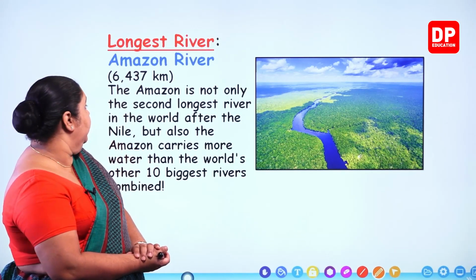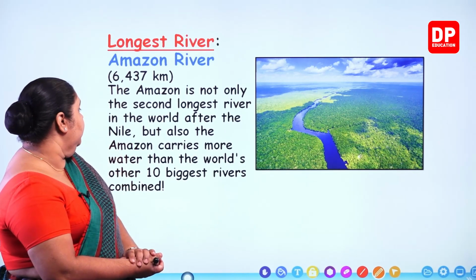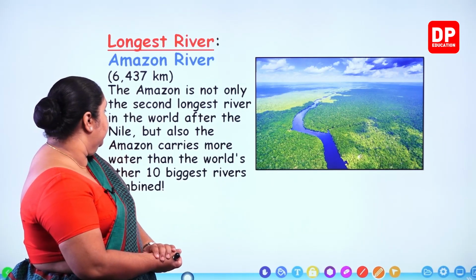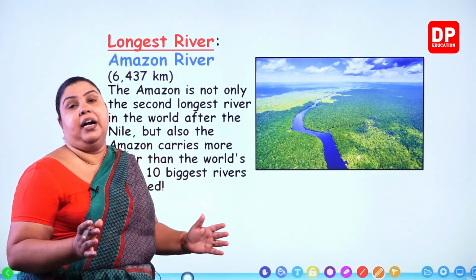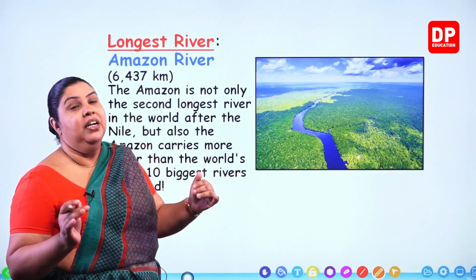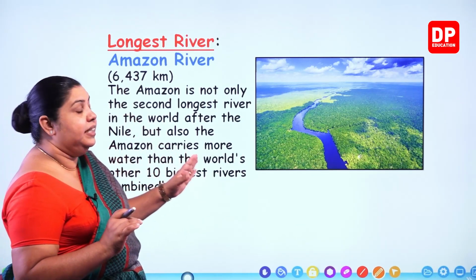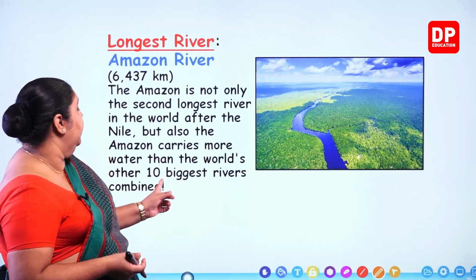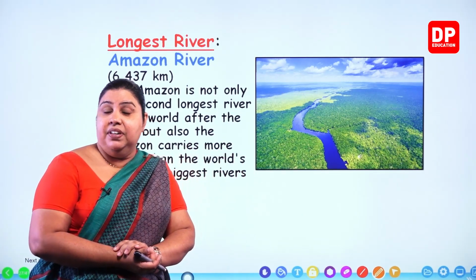The Amazon is not only the second longest river in the world after the Nile, but also the Amazon carries more water than the world's other 10 biggest rivers combined. මොකද්ද පුතේ කියන්නේ? Amazon ගඟ තමයි ලෝකයේ තියෙන දෙවනියට දිගම ගඟ. Now the world's longest river is river Nile. Nile ගඟ තමයි ලෝකයේ තියෙන දිගම ගඟ. When we spoke about the African continent, I told you that. Now the Amazon is the second longest river in the world. And not only that, when we take the world's 10 biggest rivers combined, the water that the Amazon River carries is similar to that.